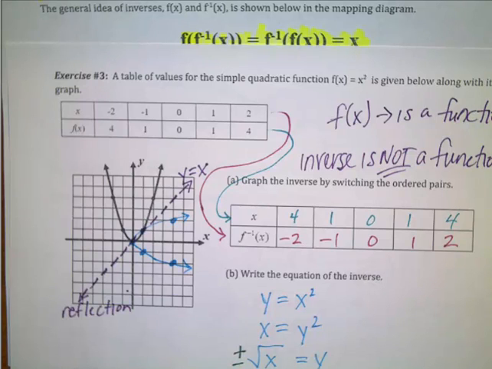So on the two equations we did in exercise 2, we could graph them and make sure that they are a reflection over that line, or we could check the tables to make sure that xy became yx in the inverse. If you have any questions, don't hesitate to ask.